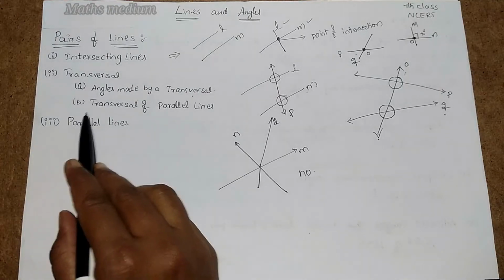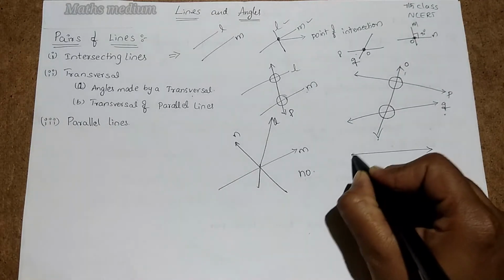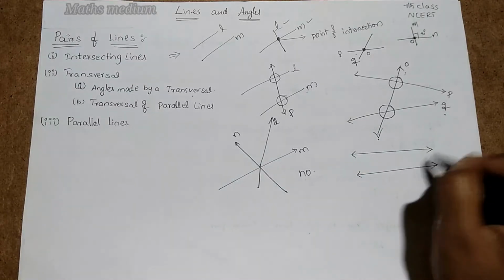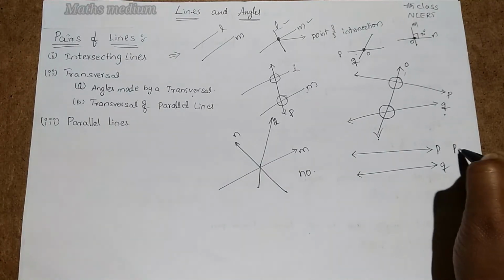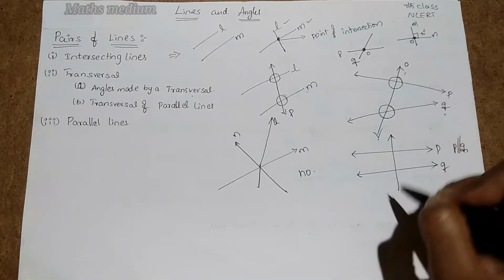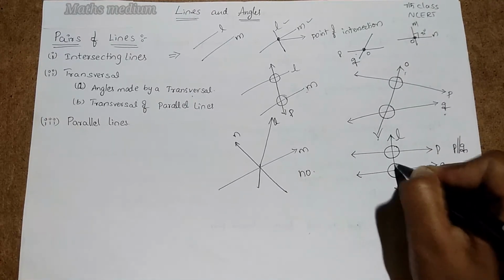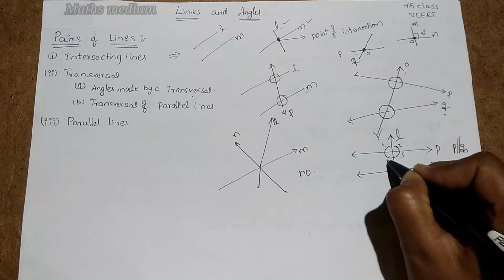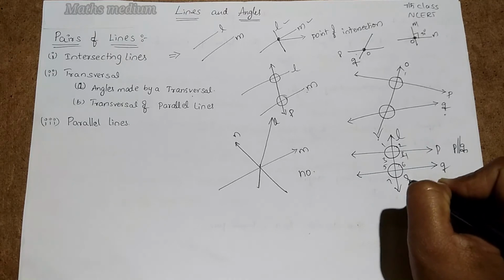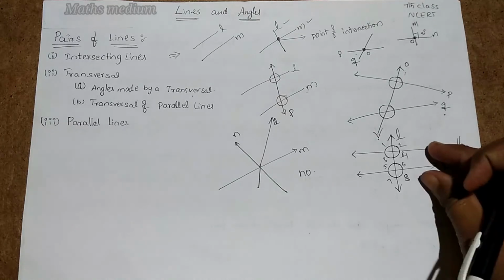Next is transversal of parallel lines. Parallel lines, we know that the lines do not touch each other. So these are the parallel lines. If you say P and Q are parallel to each other, then L is the transversal to those lines. The angles made are 1, 2, 3, 4, 5, 6, 7, 8. So these are the 8 angles made by that transversal for these parallel lines, right?